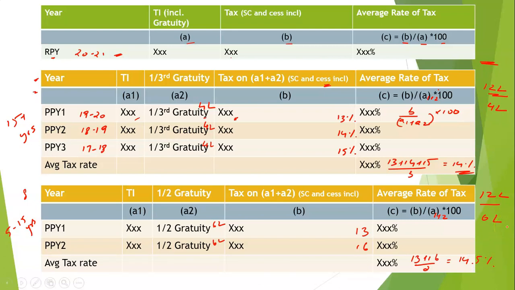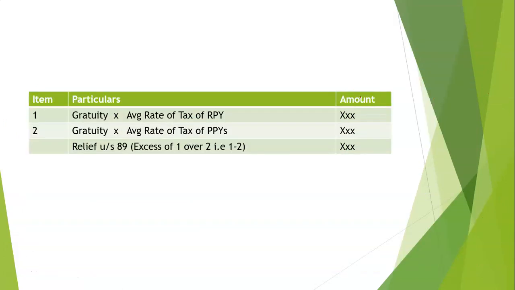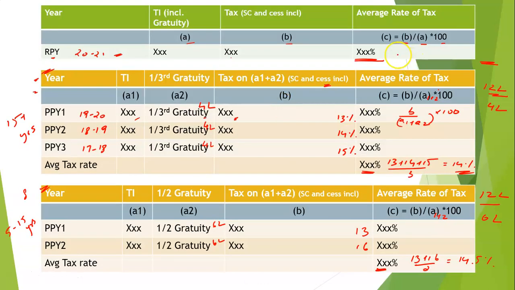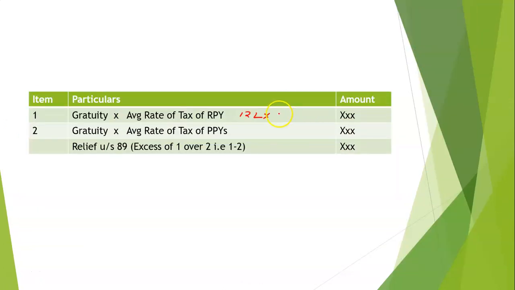So you found out the necessary average rates. So it's either going to be this table, or it's going to be this table. So you have this average rate, or this. Now what we do is we formulate another table wherein we take gratuity. Our gratuity was 12 lakhs. Apply average rate of tax for relevant previous year. So 12 lakhs into average rate as we found in this table. Average rate of relevant previous year.